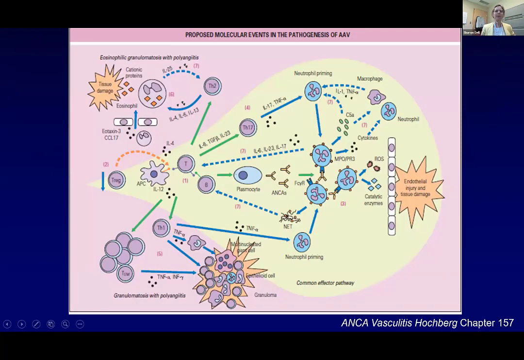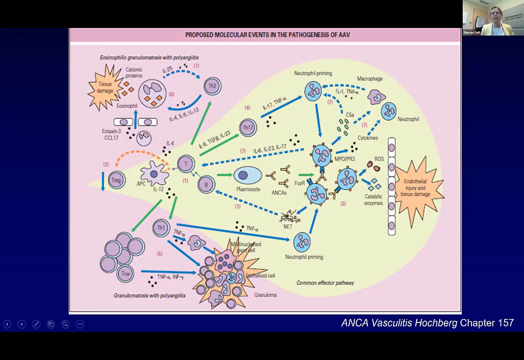There we go. Okay, so ANCA is very central. The ANCA autoantibodies are central in the pathogenesis of ANCA-associated vasculitides.